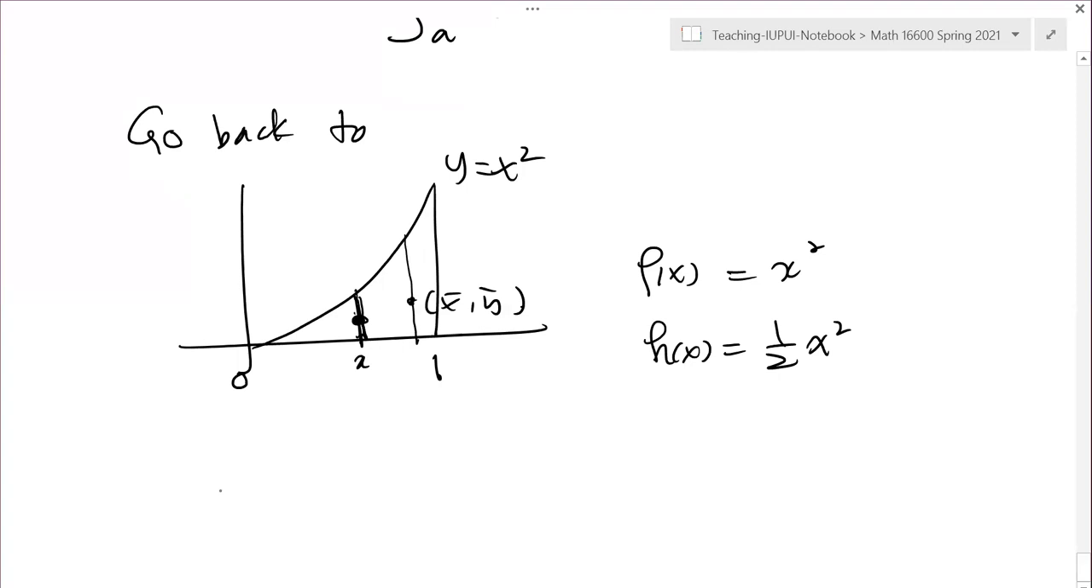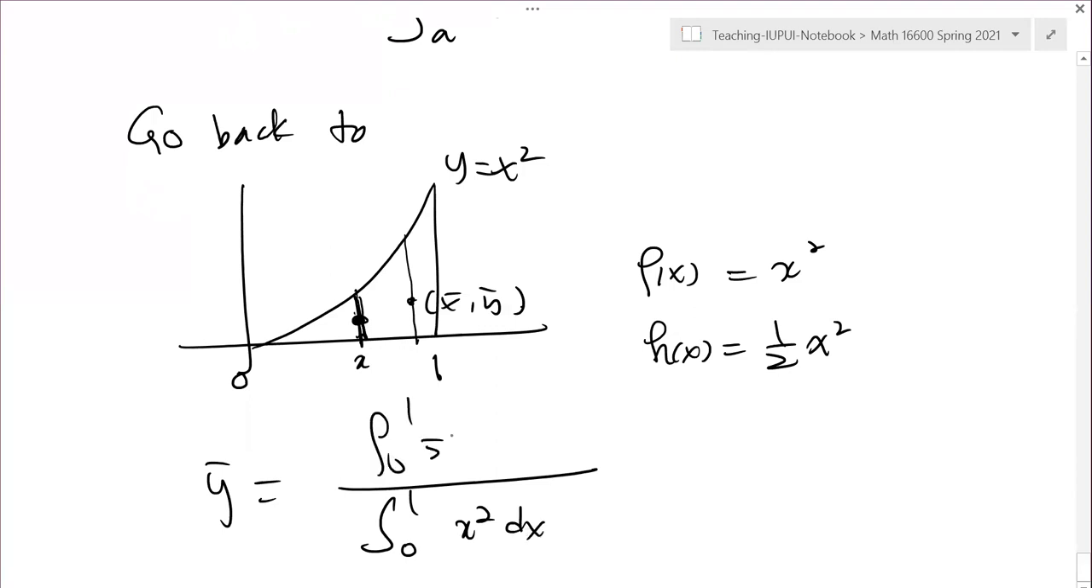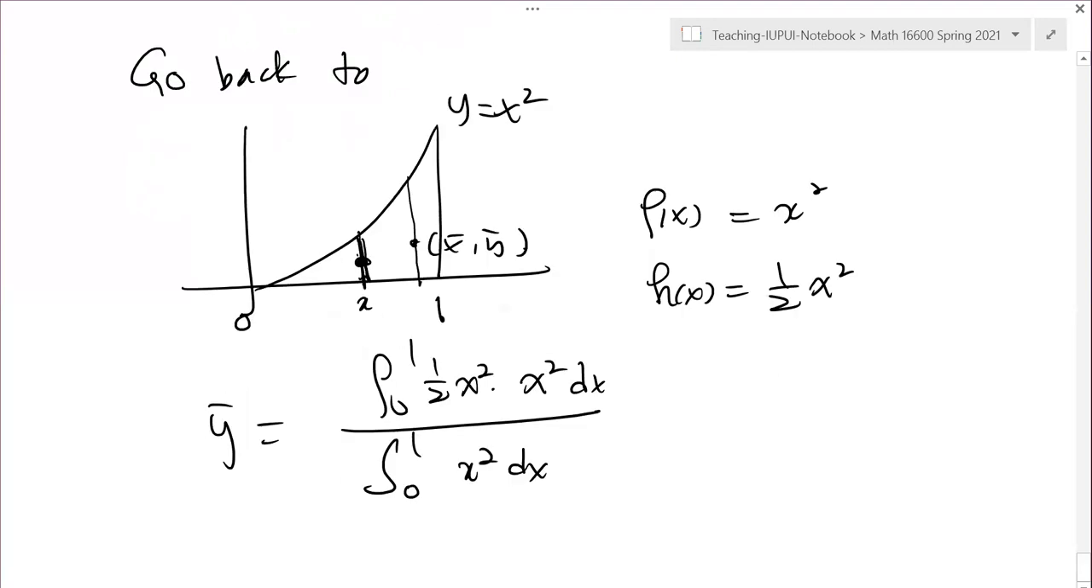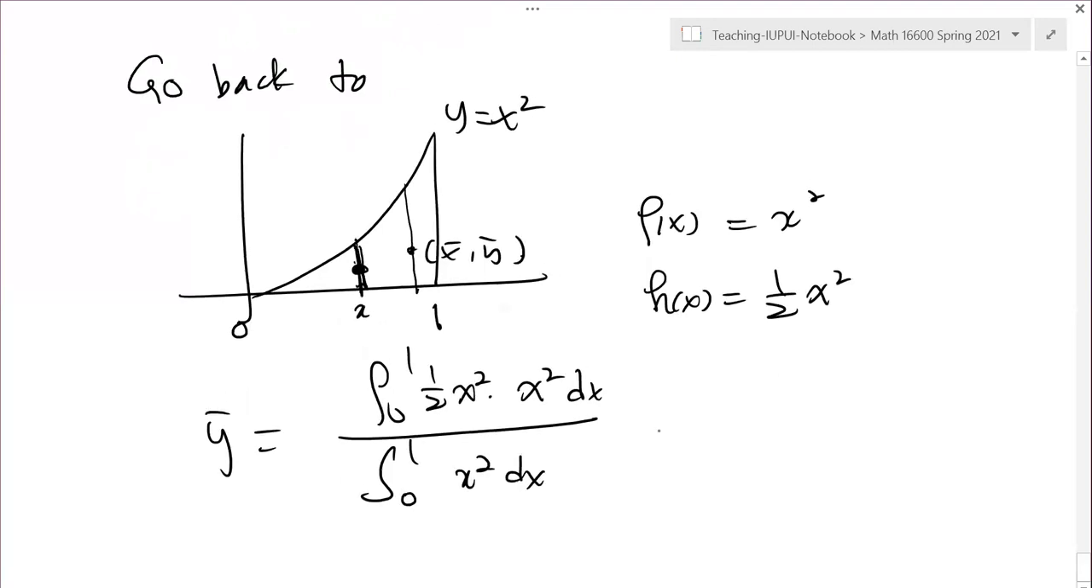Right? So y bar is going to be the integral from 0 to 1 of x squared dx, and the integral from 0 to 1 of half of x squared, that's h of x, times rho of x, okay? So this is going to be 1/3, and that would be 1/10, okay? So the answer is 3/10. See? You get the same answer.